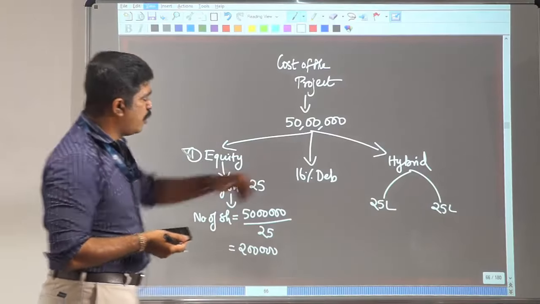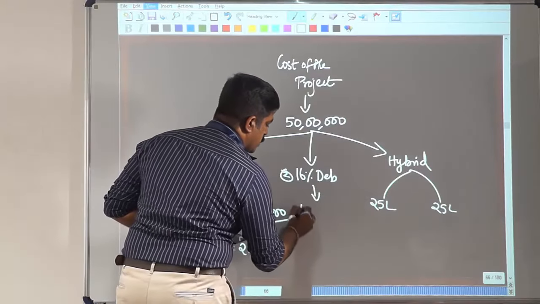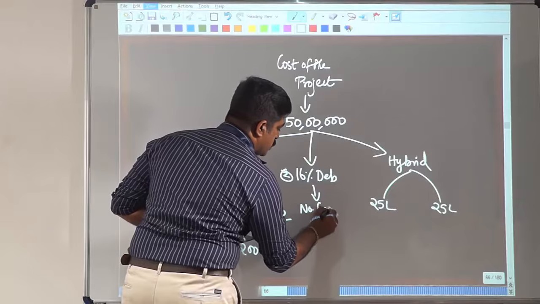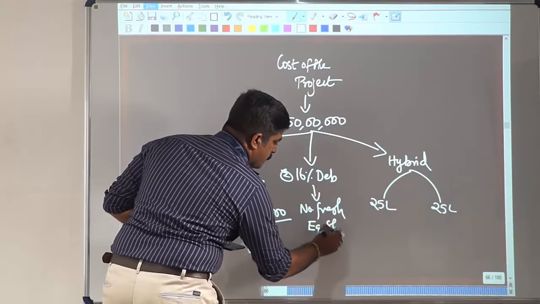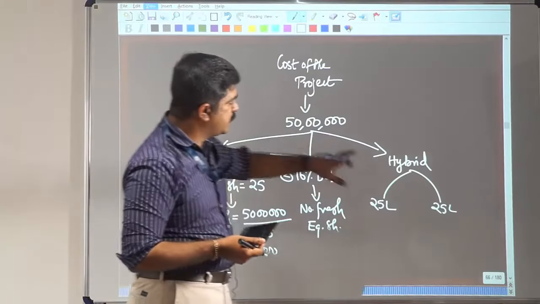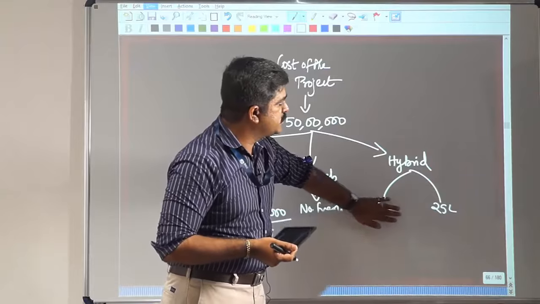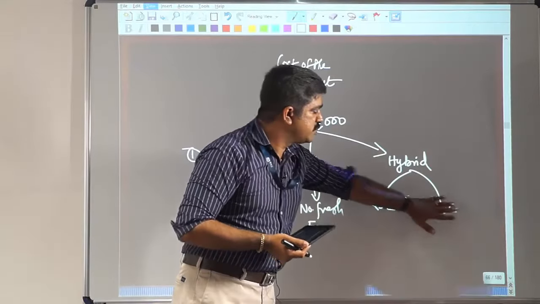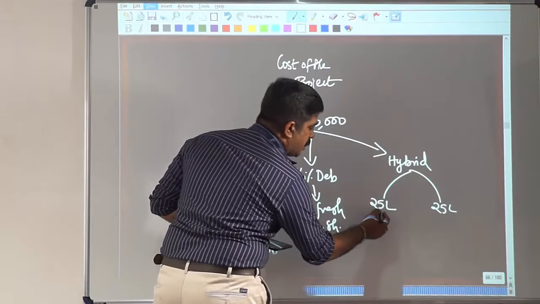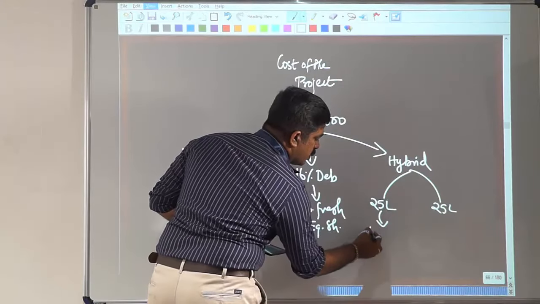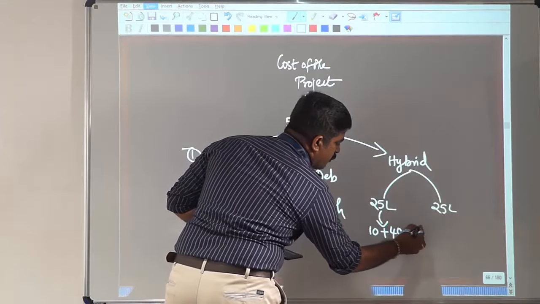And if you are going for option 2, debenture, no fresh equity shares. And if you are going for option 3, it is basically a hybrid option where 50% will come from equity and 50% will come from debenture. And when you go for equity, a 10 rupee share is sold at a premium of 40. It means you will get 50.